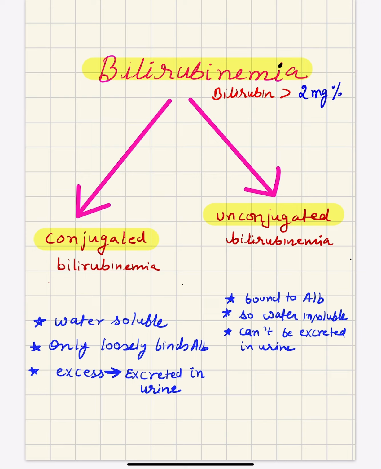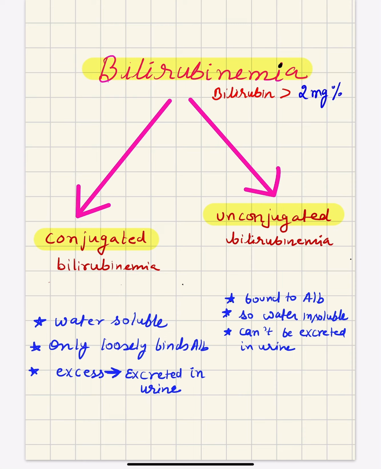Then there can be obstruction to the flow of the bilirubin. There can be obstruction in the bile ducts, so that can also cause an increase in the bilirubin level. That condition is known as bilirubinemia or hyperbilirubinemia, and when it is more than 2 milligram percent, it leads to jaundice. So in jaundice, the bilirubin levels are increased.